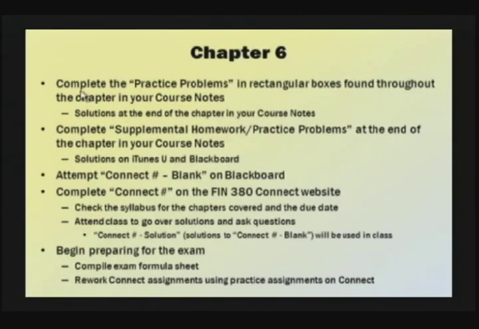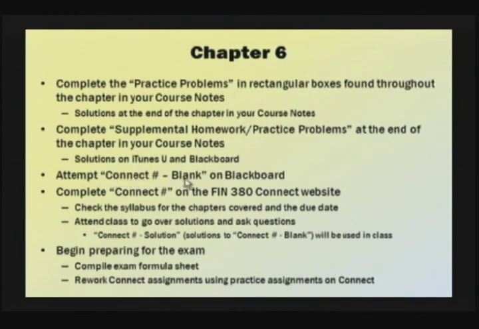for the exam. Now that you've completed the Chapter 6 lecture, you should work the practice problems in the rectangular boxes if you have not already done so. The solutions to those are found at the end of each chapter in the course notes. You should complete the supplemental homework practice problems at the end of the chapter in the course notes. The solutions to those are on iTunes U, where I work them using the document camera, or the final answers to those may be found on Blackboard in the PowerPoint file posted there. So work them first and then check your answers one of two ways.